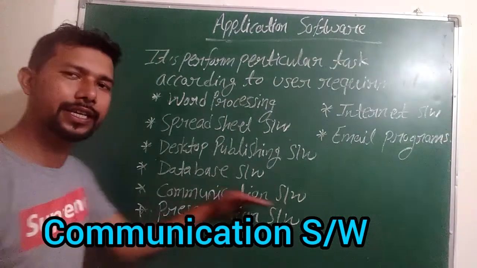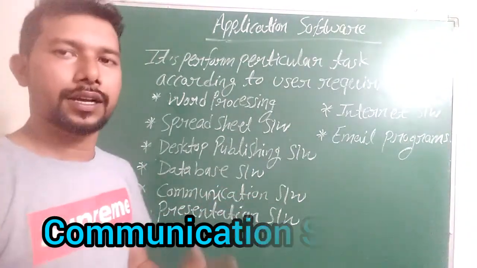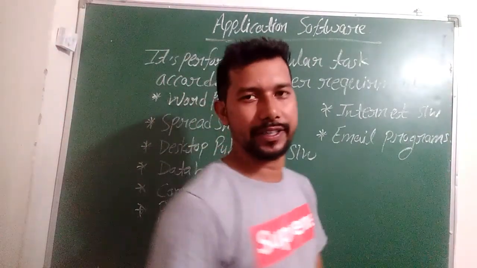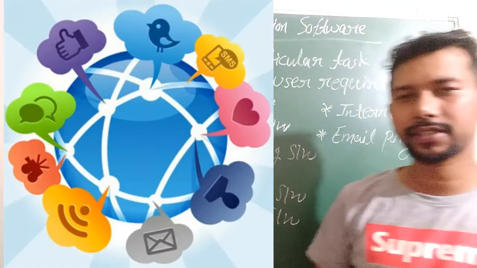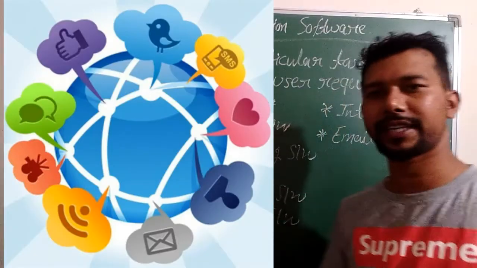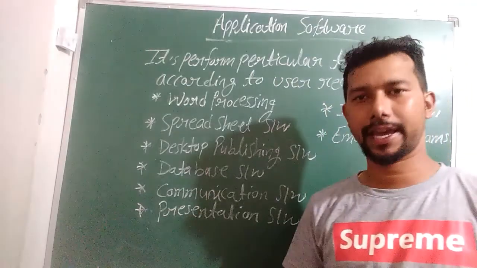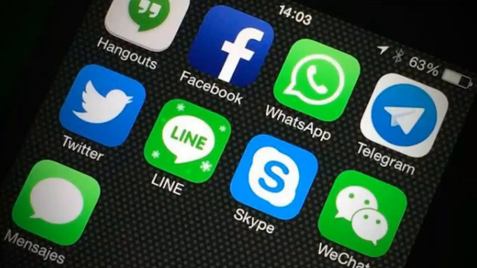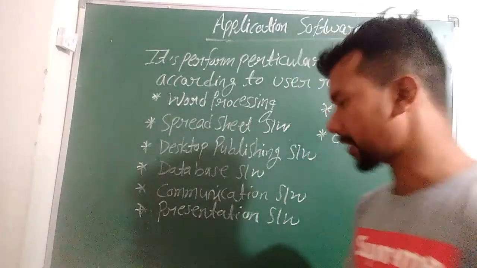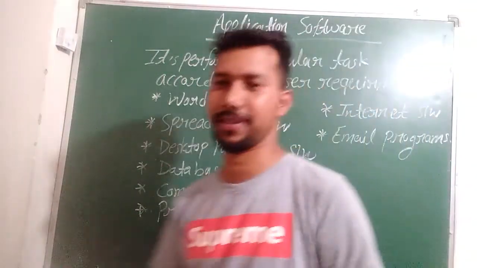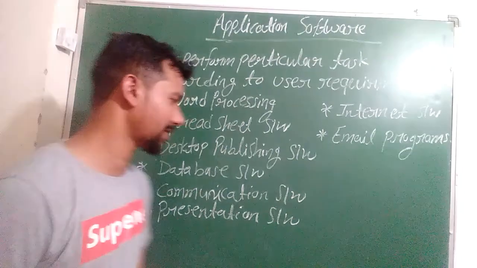Next is communication software. Communication is very important. So in a computer system, we have various types of communication software. Every app also belongs to software. So we have Skype, Zoom. These are examples, and many more for communication. WhatsApp is very famous. Now we use WhatsApp.